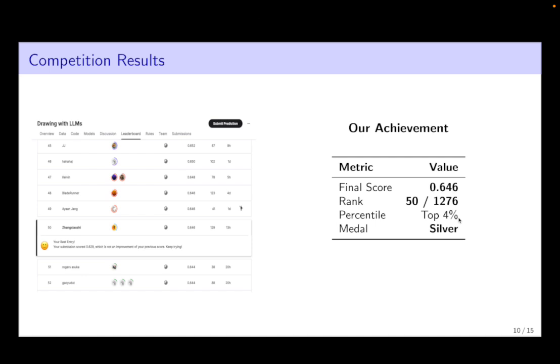Now, let's look at the results of this methodology in section 3. Our efforts culminated in a strong performance on the public leaderboard. We achieved a final score of 0.646, which placed us 50th out of 1276 participants. This result secures us a silver medal, positioning our solution within the top 4% of the competition and validating the effectiveness of our approach.